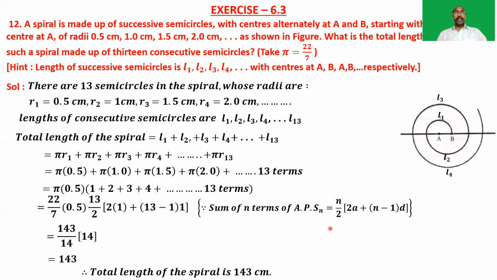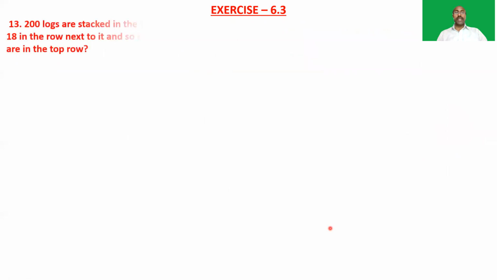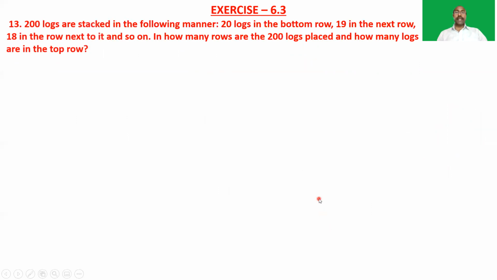Okay. Now take the 13th one. 200 logs are stacked in the following manner. 20 logs in the bottom row, 19 in the next row, 18 in the row next to it, and so on. How many rows are the 200 logs placed in and how many logs are in the top row?